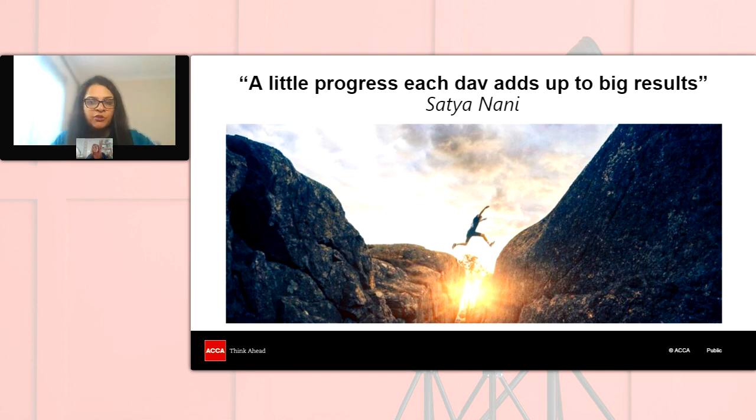A lot of students who start at the applied skills level have never used, forget the exam environment, they've never used computers in their life, and they get familiar with it within a couple of days. So the resources are there on ACCA's website, and just practice using the platform and you're good to go. There are no fancy techniques that are needed for ACCA exams.